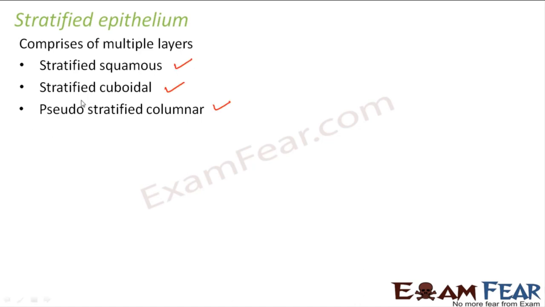Now, you must be wondering, why do we have this extra word pseudo here? Because stratified columnar is often seen as pseudo-stratified columnar. That means it is not actually stratified, but it looks like stratified. The word pseudo, what does it mean? It means false. That means something which appears as one thing, but is actually something else. So pseudo-stratified columnar means it looks stratified, but it is not actually stratified. That means it looks as if it is made up of many layers, but actually it is made up of a single layer. That is the meaning of pseudo-stratified. So we will discuss each of them one by one.